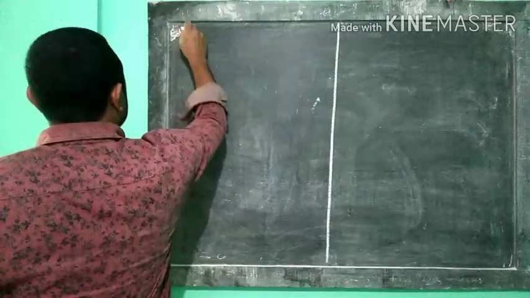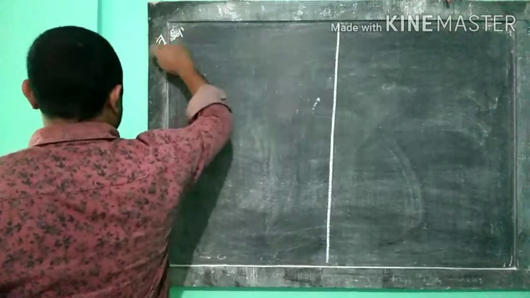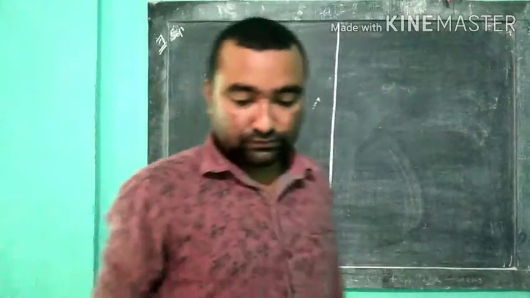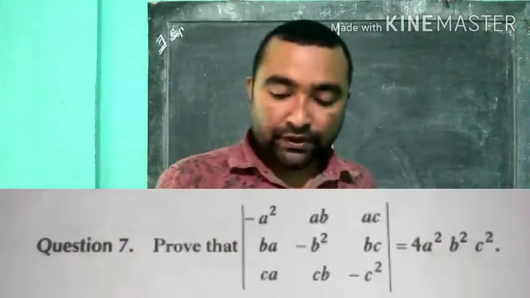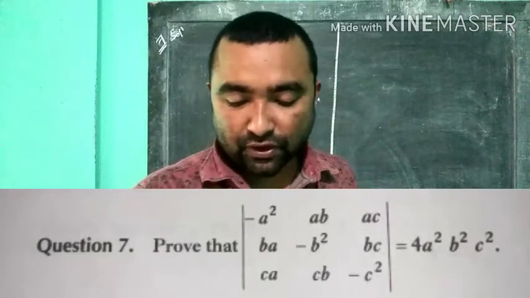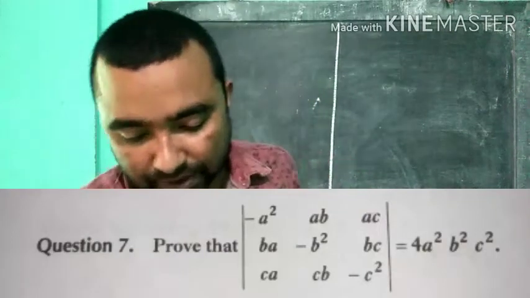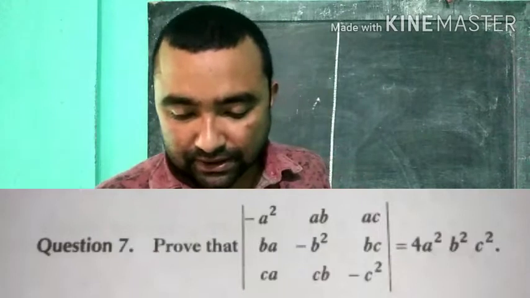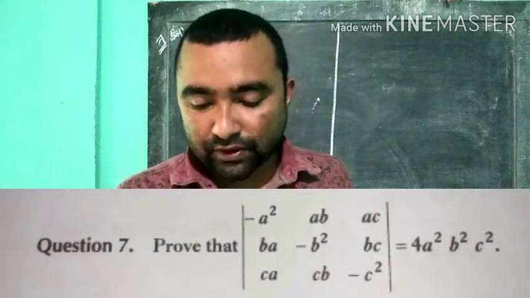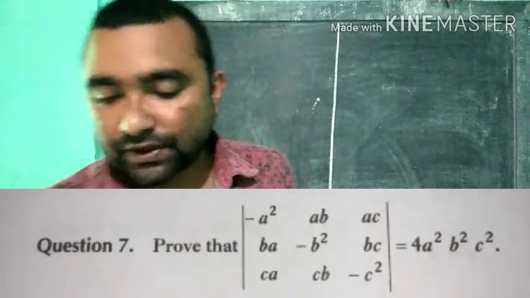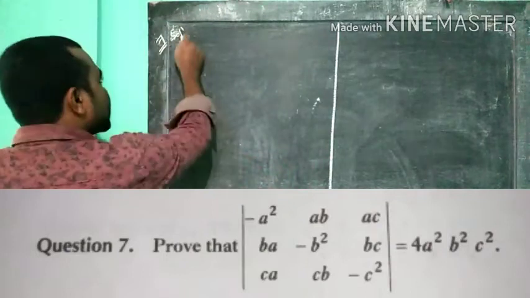Solution. Question number 7 solution. Prove that the determinant of [-a², ab, ac; ba, -b², bc; ca, cb, -c²] equals 4a²b²c². So first we take the left-hand side.